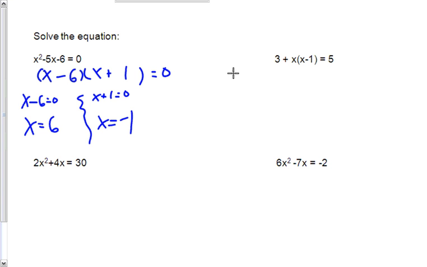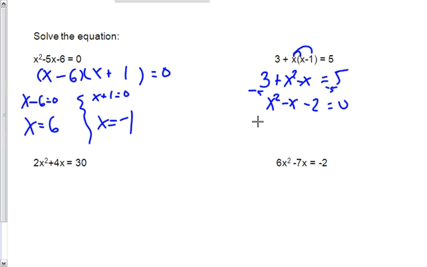Easy peasy. Over here, we're going to have to do some work before we have anything. We have to get rid of the parentheses, so we're going to distribute. We get 3 plus x squared minus x when I distribute, and that equals 5. I'm not done yet. I'm going to get everything over to the left side. I always like the x squared term first, so x squared minus x, and I subtract 5 from both sides. I get minus 2 equals 0. Now we factor.